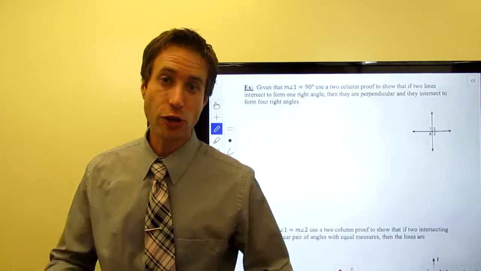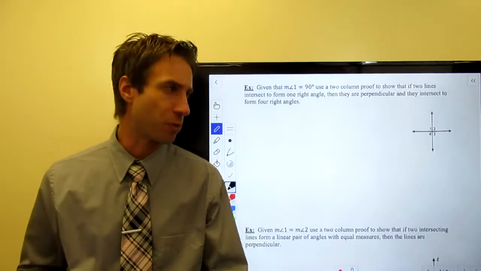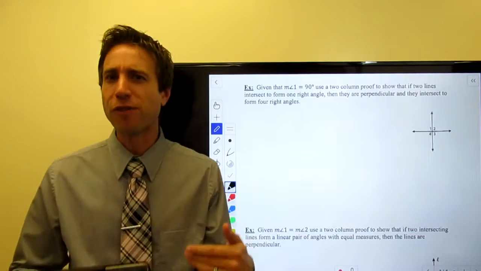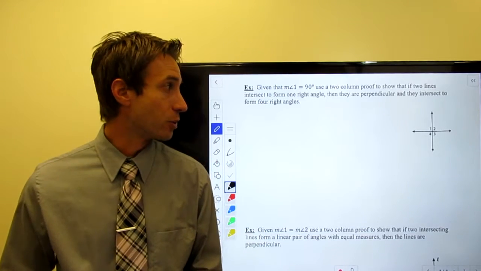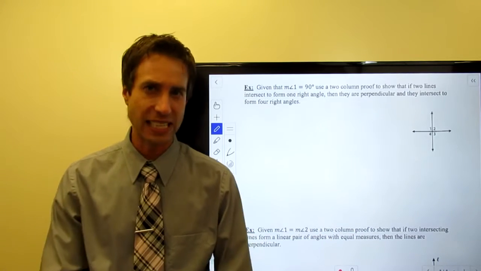Alright guys, welcome to this page of the notes. Like I said before, we're going to do a couple more proofs, but these ones are going to be two-column proofs, which we've been working with since way back in chapter 1. Hopefully at this point you're getting a little more comfortable with them. We'll do a couple more here just to reinforce how these go.